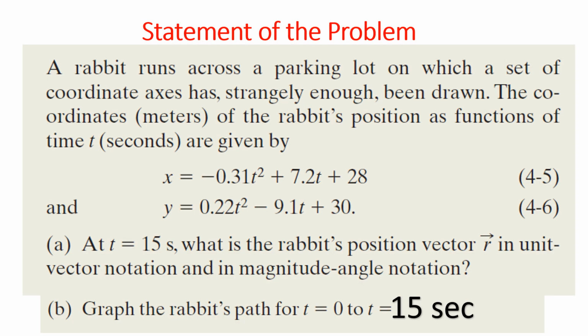A rabbit runs across a parking lot on which a set of coordinate axes has been drawn. The coordinates in meters of the rabbit's position as a function of time t in seconds are given by two equations, and the author is asking two things. At t equal to 15 seconds, what is the rabbit's position vector r bar in unit vector notation and in magnitude-angle notation? Another aspect is to plot a graph of the rabbit's position for the time interval from 0 seconds to 15 seconds. Let us deal with the problem.